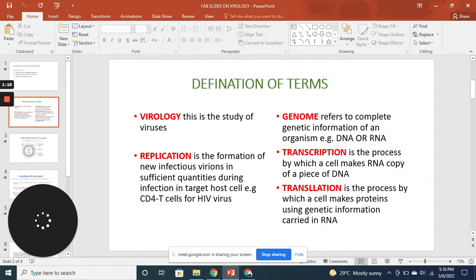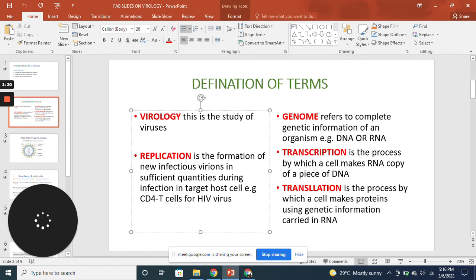Our first term here is virology, and I want one of you to give us the definition of the term virology. Good, Sabina. Virology is the study of viruses. Then we have another term that is called replication. Replication here refers to the formation of new infectious virions in sufficient quantities during infection in the target host cell. For example, if the virus is HIV, then the host cell will be the CD4 T cell.